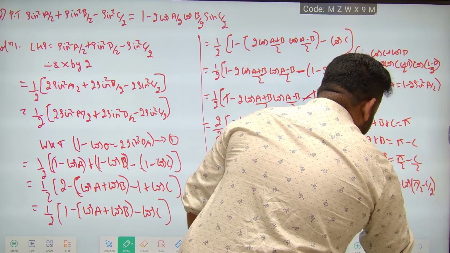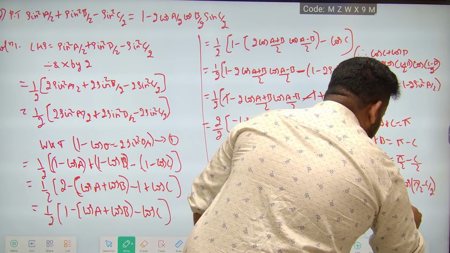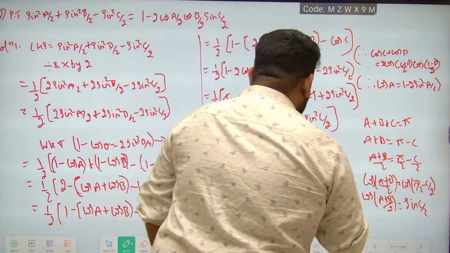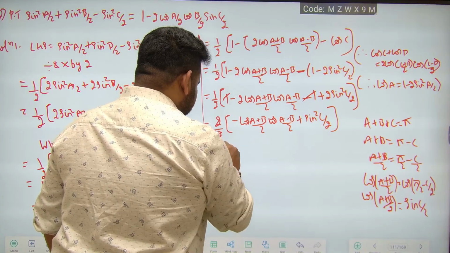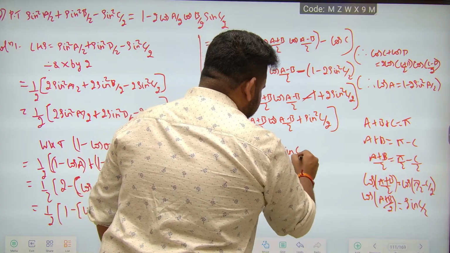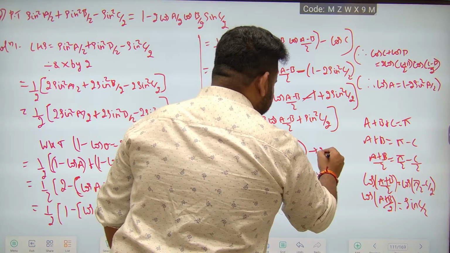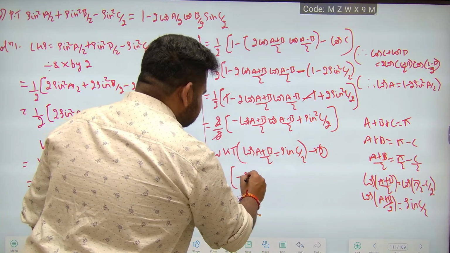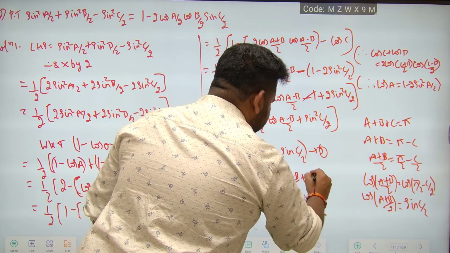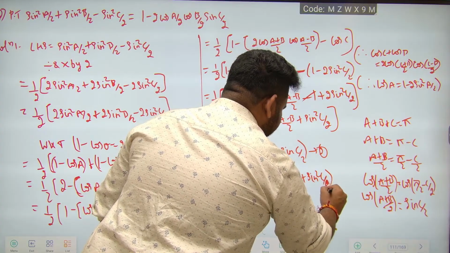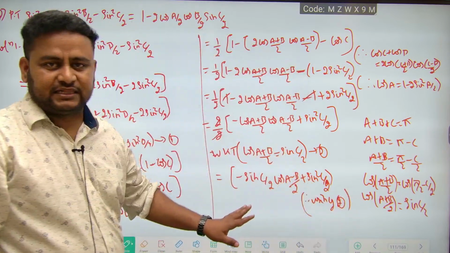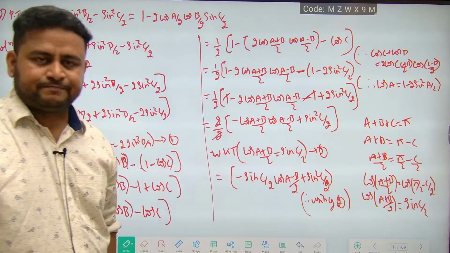So cos of (a plus b)/2 will be equal to, cos of 90 minus theta is sin, so sin c by 2. We know that cos of (a plus b)/2 is equal to sin c by 2. This will be the reason, therefore let this be equation 2. Therefore I can write this as minus sin c by 2 into cos (a minus b)/2 plus sin square c by 2. Therefore, using 2, you have to definitely write the reason, otherwise you won't get marks.